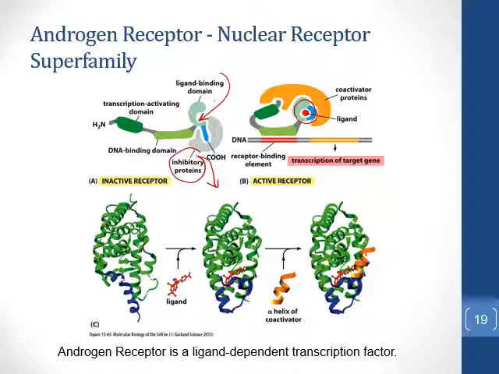So if you look at the bottom, you can actually see this kind of conformational change. So over here, you have no ligand bound. Here, you have the ligand bound to the binding site. And that now is going to allow the alpha helix of a coactivator to bind. So this androgen receptor is called a ligand-dependent transcription factor.